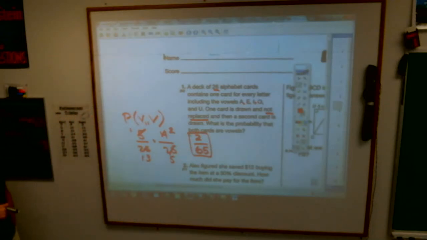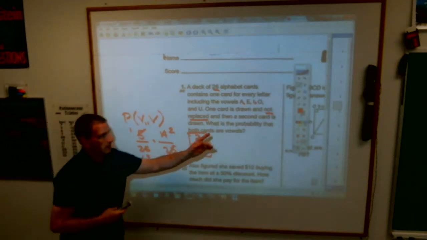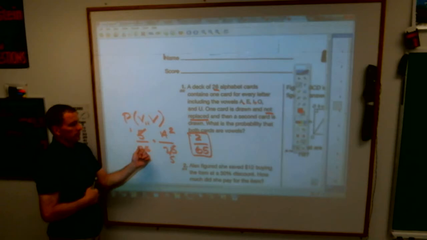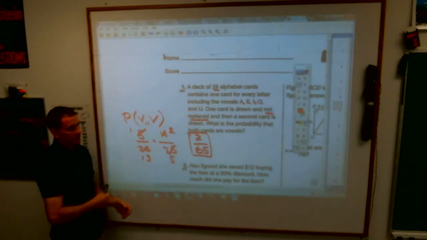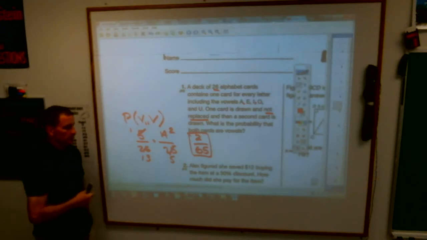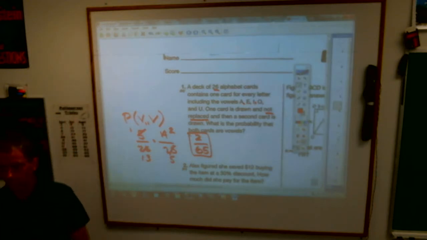2 out of 65. And again, if you drew a card and put it back, these would be the same. It'd be 5 out of 26 for both of them. But you didn't put the card back, so that second draw changes because you're minus a vowel and you're minus a card.